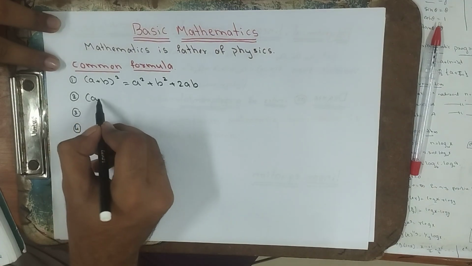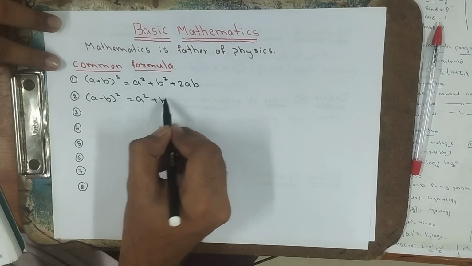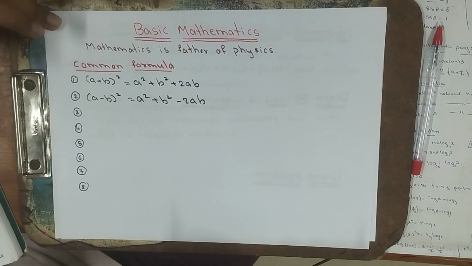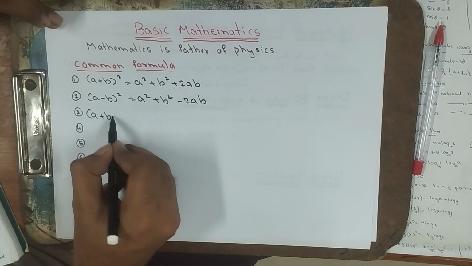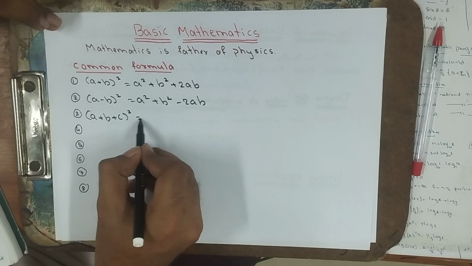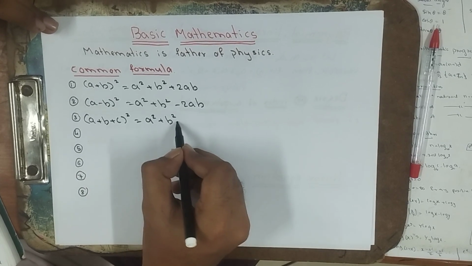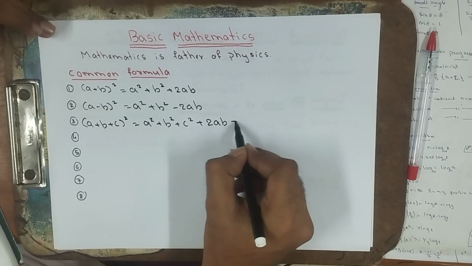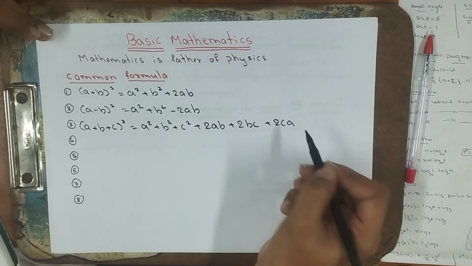And one more formula, this is also simple, right? (a minus b) whole square is equal to a square plus b square minus 2ab. Both are the same, only the minus and plus differ, that's all. And the third one, which is also very important, (a plus b plus c) whole square. What will you write? a square plus b square plus c square plus 2ab plus 2bc plus 2ca.